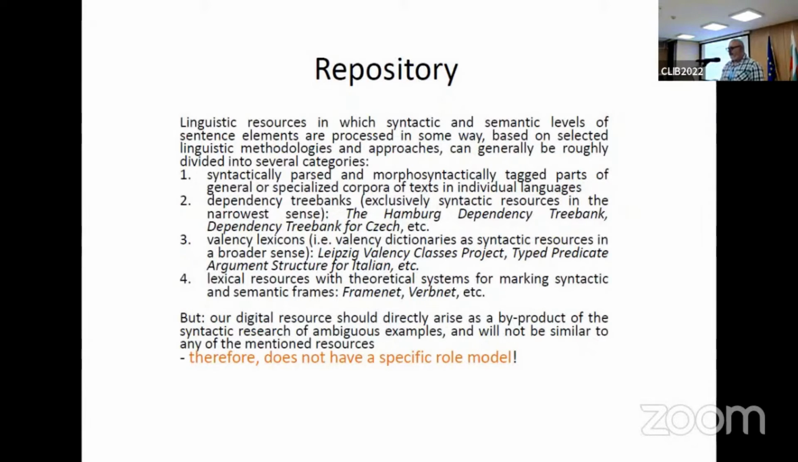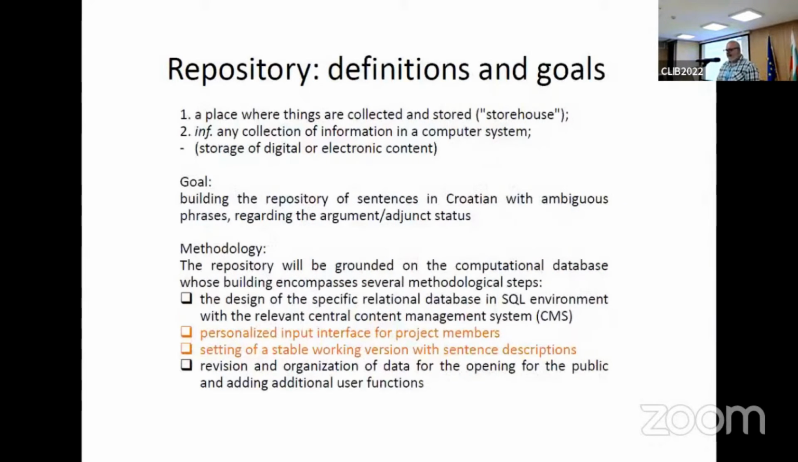It's showing the development of the syntactic repository. It is important to emphasize that our digital resource should directly arise as a byproduct of the syntactic research of ambiguous examples and will not be similar to other syntactic resources like dependency treebanks, valency lexicons, or some applications of FrameNet or VerbNet, and therefore does not have a specific role model. This is our try. We'll present the transformation of linguistic research and findings into the current phase of the development of the repository, and what the personalized input interface for project members and the setting of a stable working version with sentence descriptions look like.